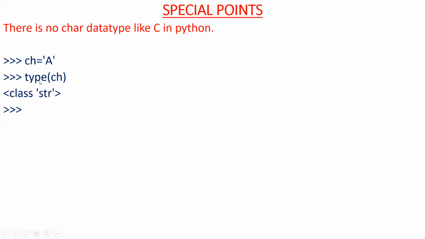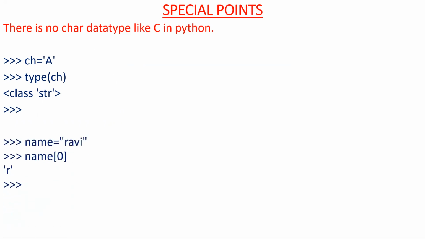But if you use type and pass CH, you will get the string type. What is the type of this CH variable? A string type. Why is it happening? Because in Python there is no concept of the character data type. A single character is also treated as a string. Remember all of it. But in C++, that is the concept which I explained on the notepad.